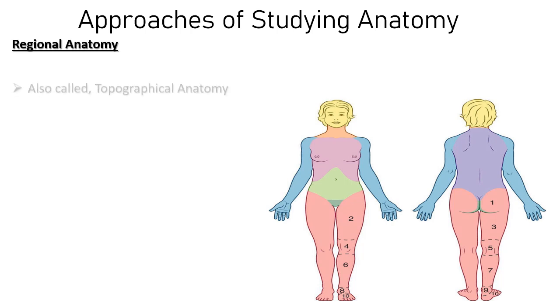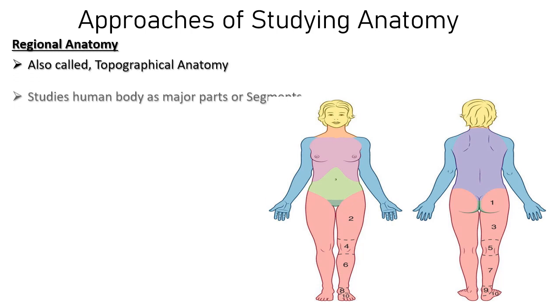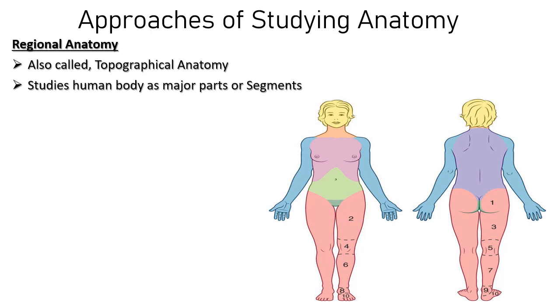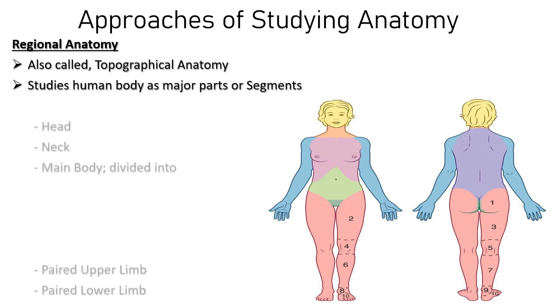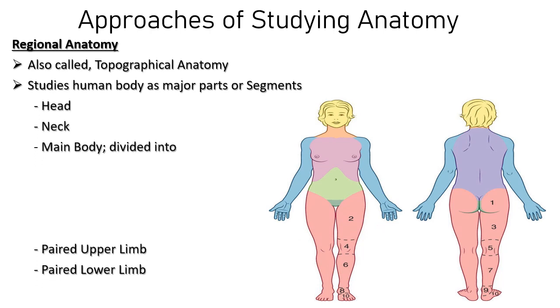Regional anatomy is also known as topographical anatomy, and this is simply the study of the human body as major parts or segments. So you study the body according to the parts or segments. As you can see here, we have these parts such as the head and the neck. Then you have the main body. This main body has divisions such as the thorax, the abdomen, the pelvis, and the back. Then you have the two paired limbs, the upper limbs and the lower limbs. So that is how you study regional anatomy.